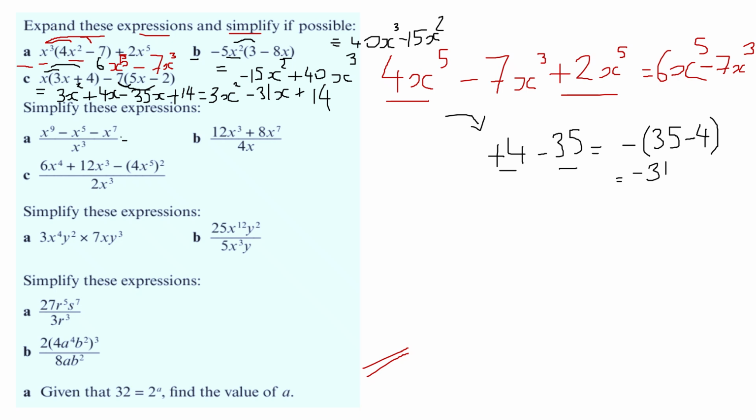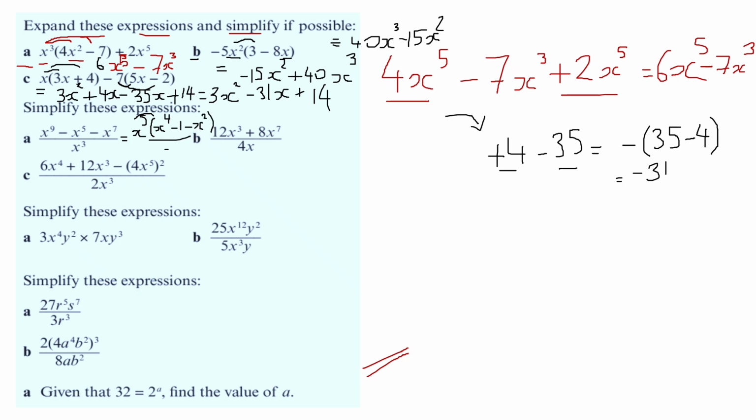Next up, we have to simplify these expressions. x to the power of 9 minus x to the power of 5 minus x to the power of 7, all over x cubed. Well, I can factor out an x to the power of 5 on the numerator. Then we're going to have x to the power of 4, because 5 plus 4 makes 9 when I expand the bracket. x to the 5 times what gives you minus x to the power of 5, that will be minus 1. And x to the power of 5 times what is minus x to the power of 7, that will be minus x squared.